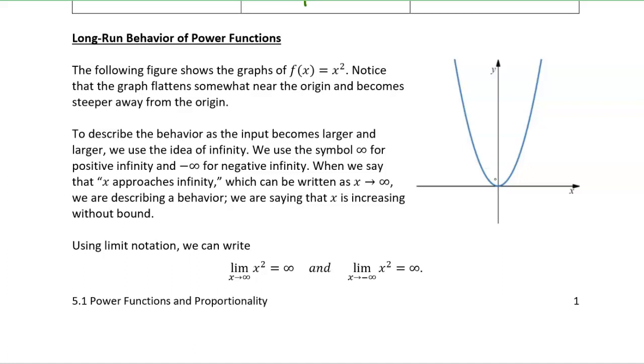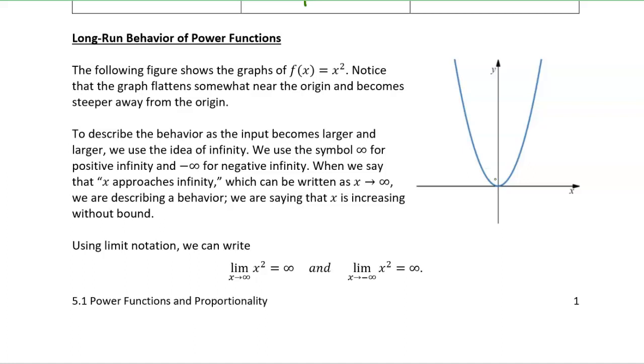Now we could also go in the other direction. A long run in the negative direction would be x getting more and more negative. All right, so we could look at the long run behavior in both directions. And this brings us to the idea of a limit.